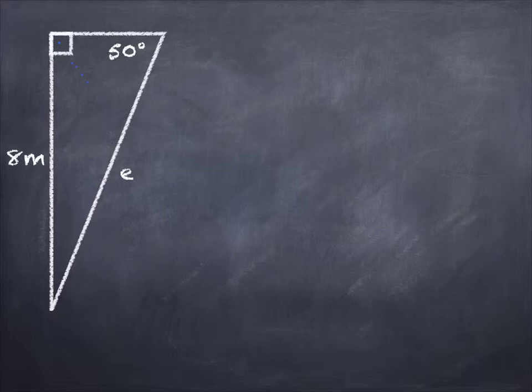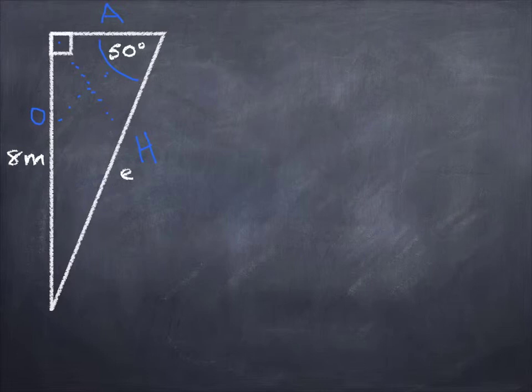So opposite the right angle we have the hypotenuse, the longest one. Here's our angle of interest over here. Swing. And opposite that we have the opposite side. Next to that we have the adjacent side. Sweet. Sides labeled.